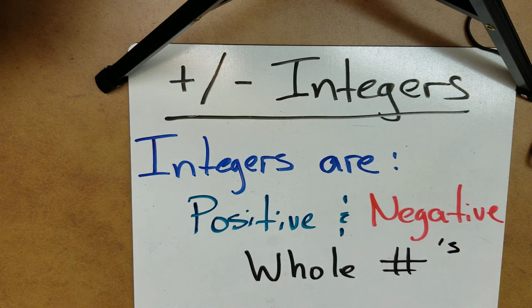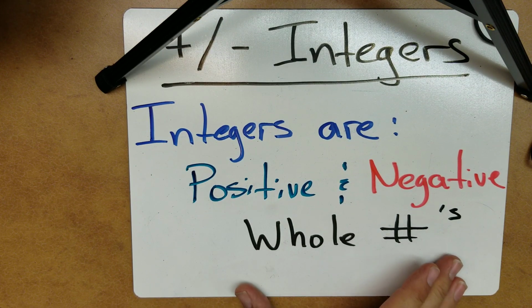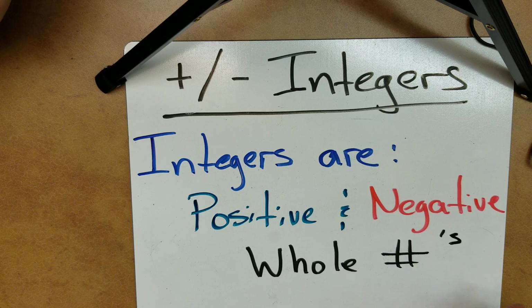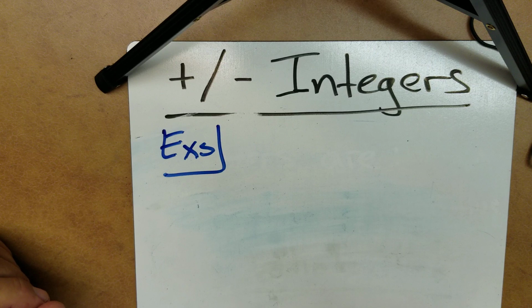And if you've forgotten, in case you have, integers are positive and negative whole numbers. So that's just the category. You might remember we have natural numbers and rational numbers and irrational numbers and whole numbers and all that stuff. So integers are positive and negative whole numbers.